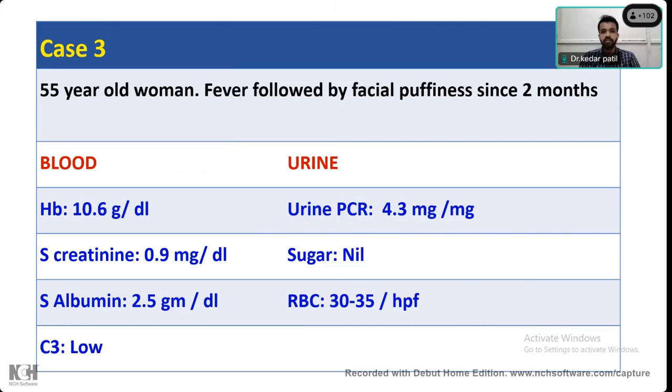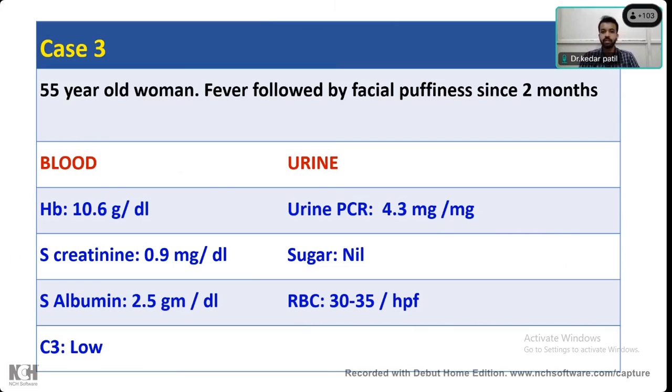Woman, followed by facial puffiness since 2 months. Blood investigation shows, so which are the abnormal ones here? There is hematuria and proteinuria. Okay. PCR is 4.3 milligram. And proteinuria, is it just proteinuria? Would you say something more about it? Is it in the nephrotic range or?